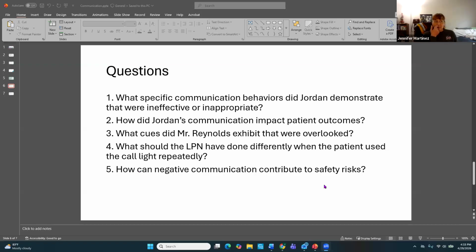And then what should the LPN have done differently when the patient used the call light repeatedly? This is a good one. What could he have done differently? He could have actually assessed him, like actually taken a focused assessment for his respiratory if his diagnosis is COPD and he's anxious. Right. Actually, just taking the time to really see what is going on, right? And this is why I said some of those patients can be a little bit more difficult, right? We may tend to ignore them. And we know that communication can lead to safety risks, as we just noticed within this.